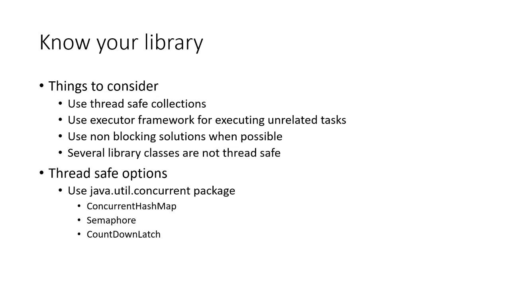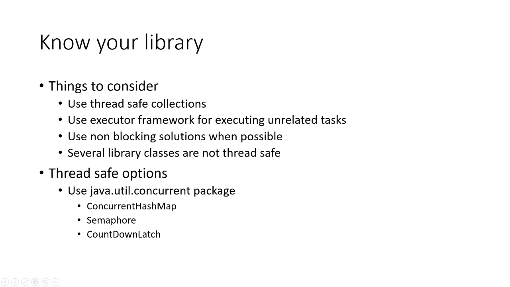Use an executor framework for executing unrelated tasks. Use non-blocking solutions when possible. And just be careful because several library classes are not thread safe. If you use just a regular hash map, it's not thread safe. That's why there's advocacy for concurrent hash map. And actually, I have that example down there.